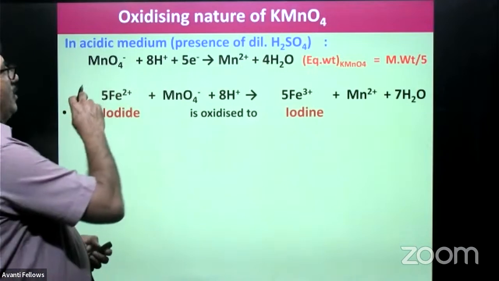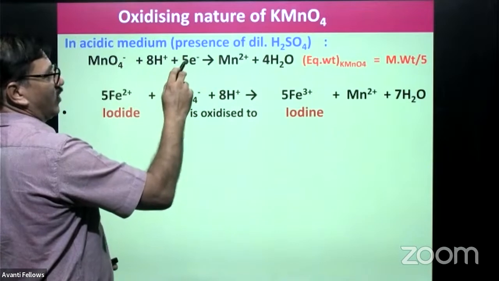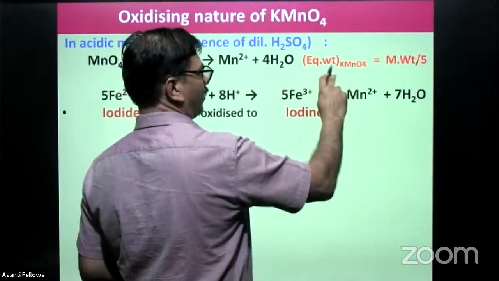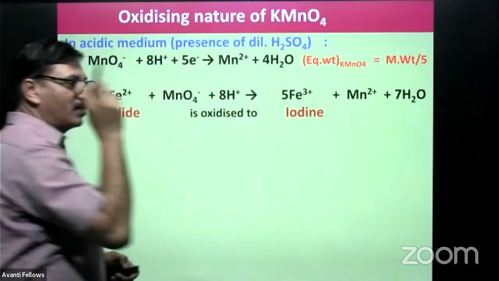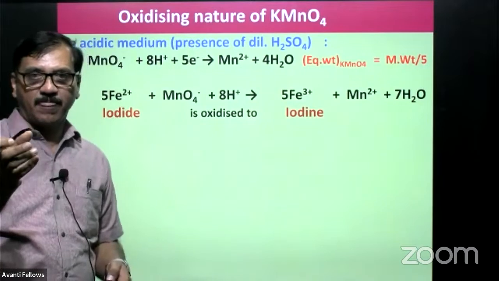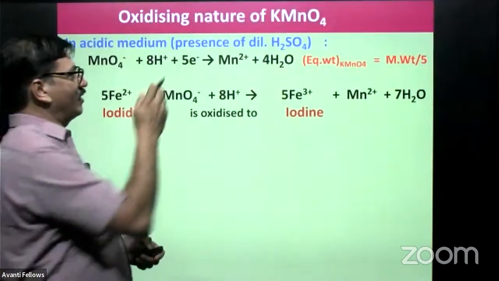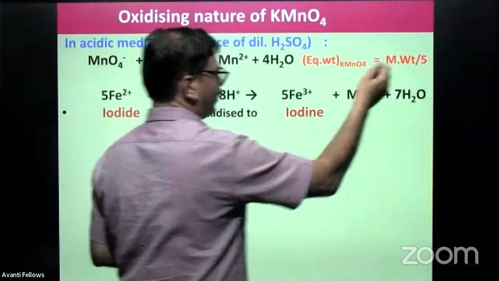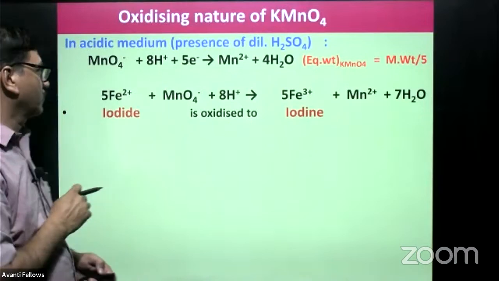In acidic medium, this is the one that we are taking. Since it takes 5 electrons, its equivalent weight is found in this way: molecular weight divided by 5 electrons. For an oxidizing agent, the number of electrons it takes for getting itself reduced is the number to be divided. So that we get the equivalent weight of KMnO4 in acidic medium.